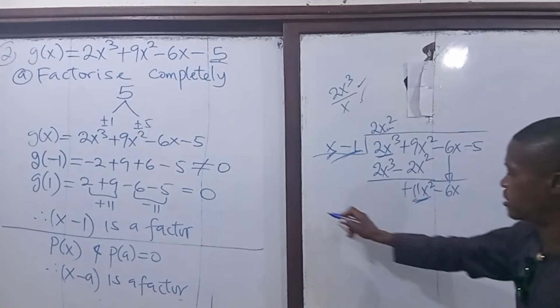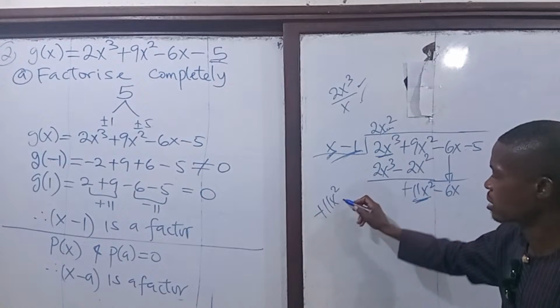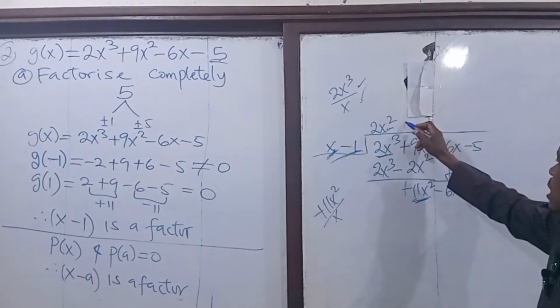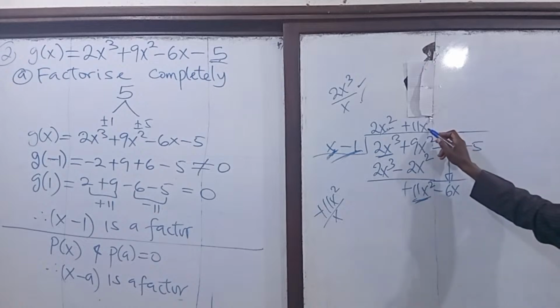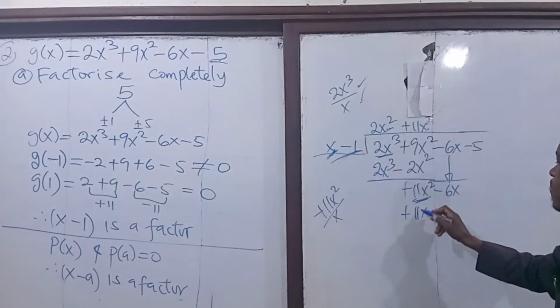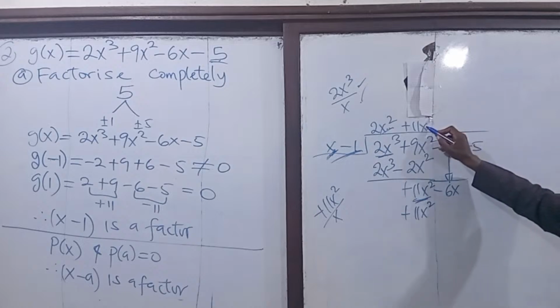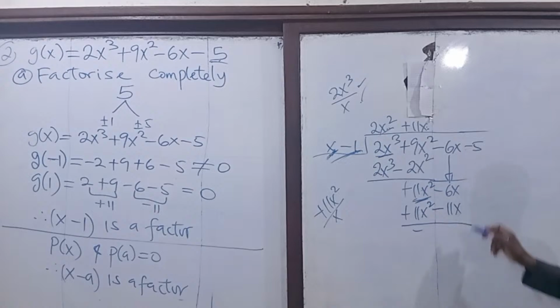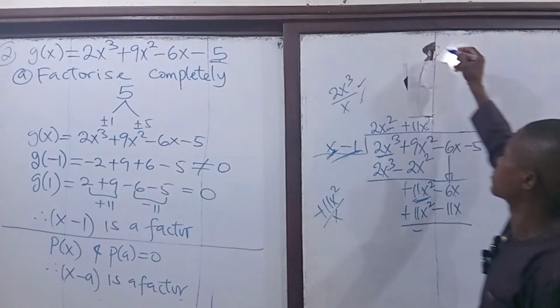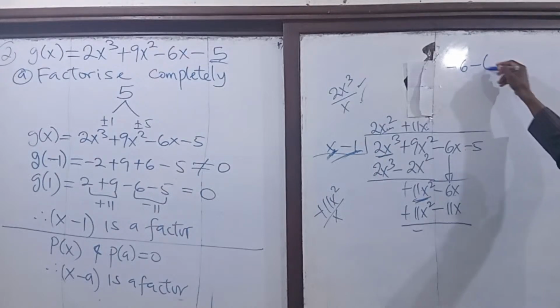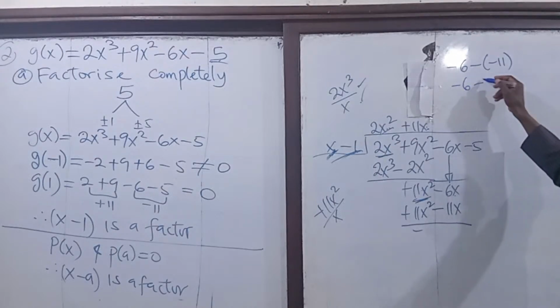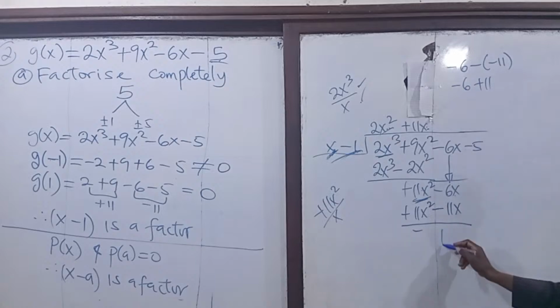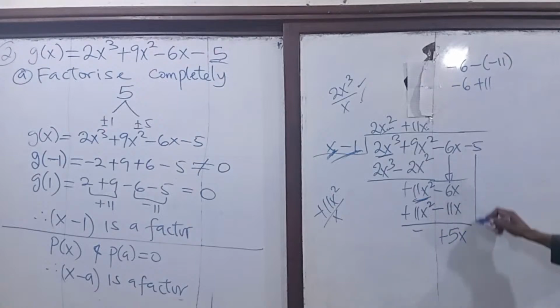Also use the plus 11x squared over the first term here, so that will be plus 11x. Plus 11x times x is 11x squared, and plus 11x times minus 1 is minus 11x. Do your subtraction: this minus this, that's 0. Minus 6 minus minus 11, so that'll be minus 6 plus 11, and that's a plus 5. Okay, the next one, take it down. That's minus 5.